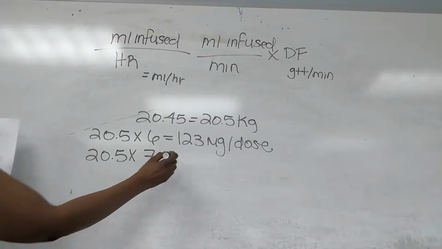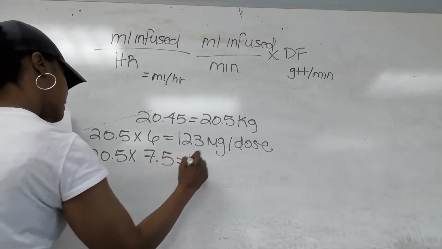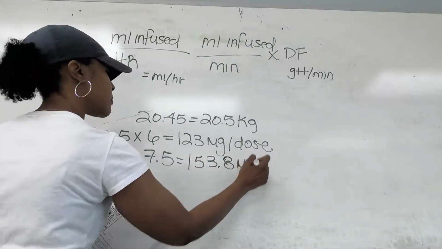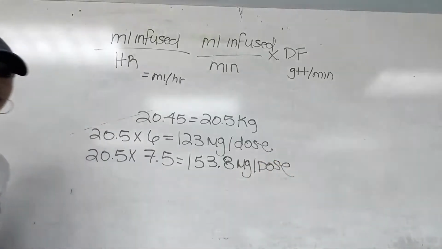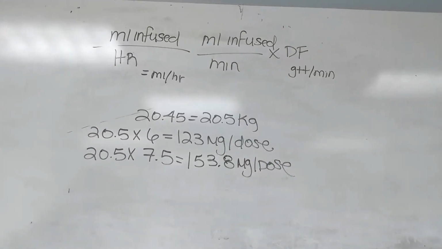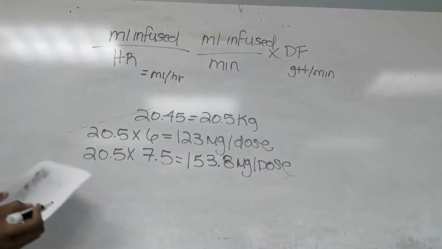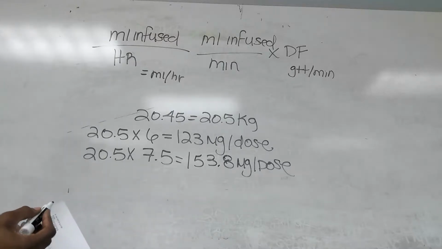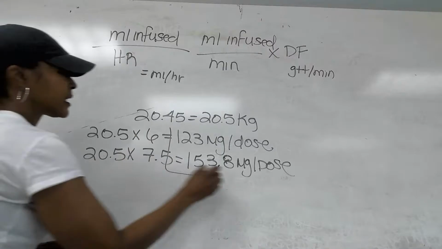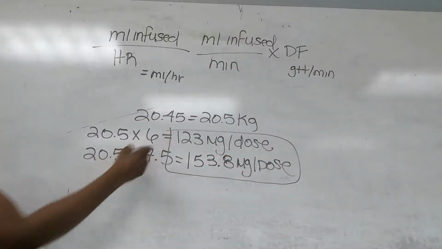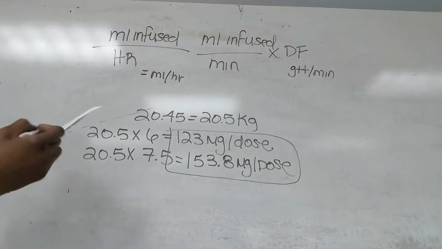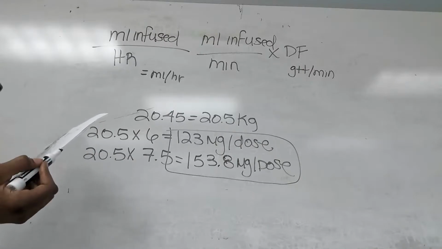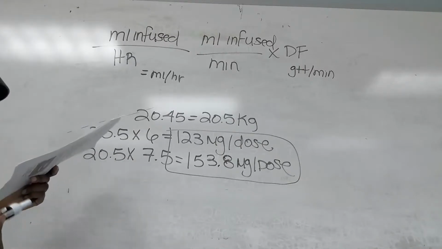20.5 times 7.5 gives us 153.8 milligrams per dose. All right. C is what is a divided dose range. So now we're going to take our daily dose and divide it. According to the order, this medicine is divided in 3 to 4 divided dosages. So which one do you choose? 3 or the 4?